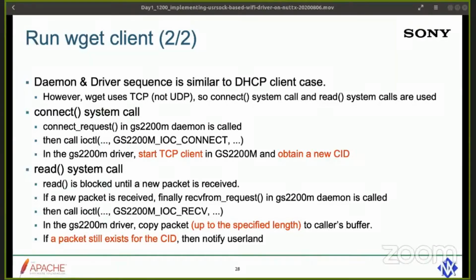In the read system call, finally the receive-from request is called, and then it calls I/O control, which is similar to the UDP case. However, because it's TCP, packet data will be copied up to the specified length. And if a packet still exists for the CID, then notify userland.